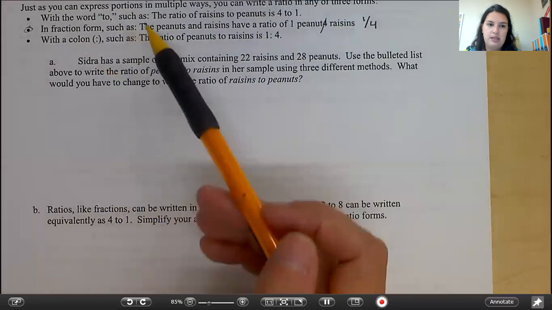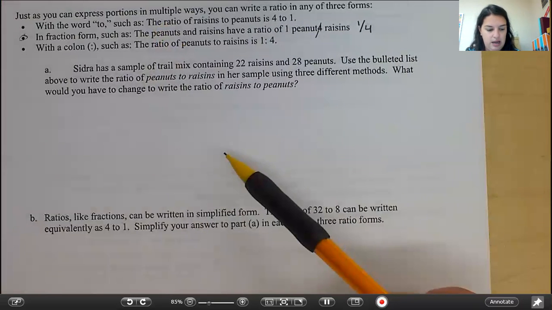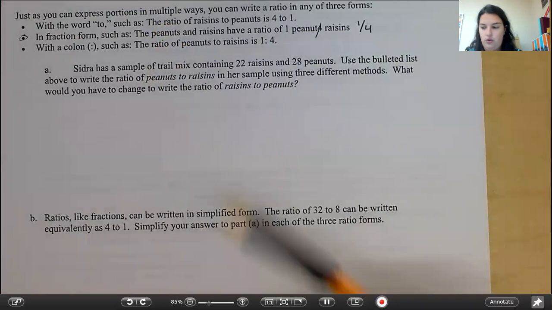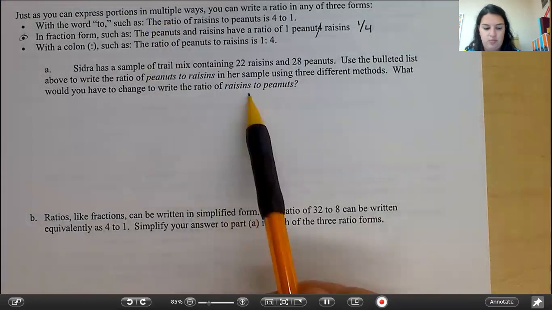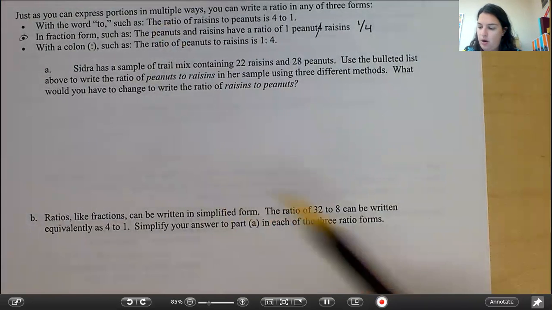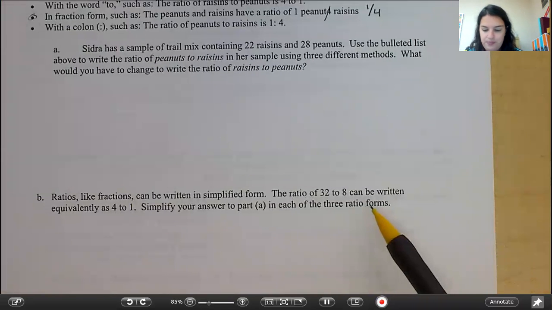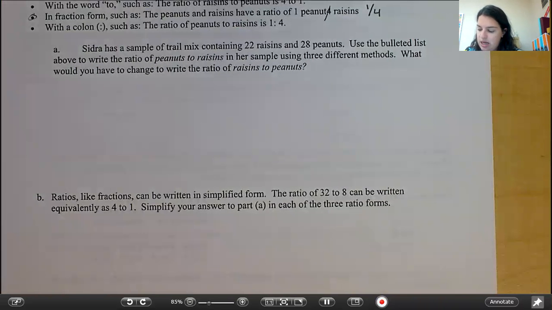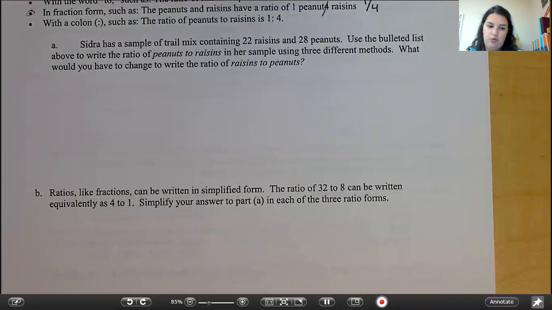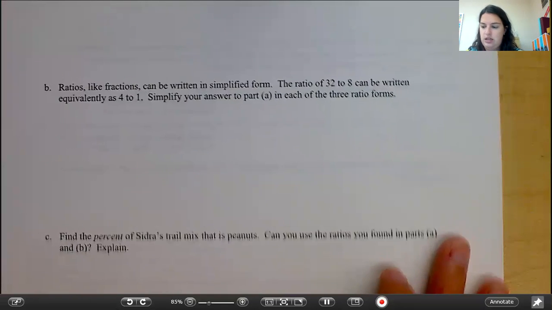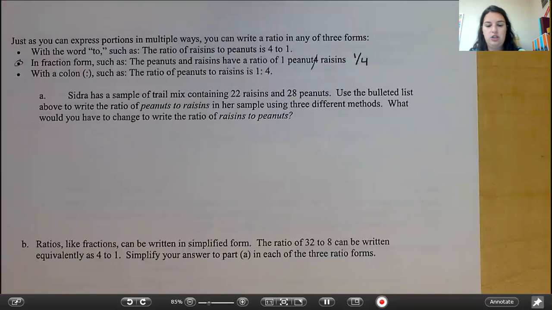The bulleted list is up here. You'll want to write your ratio as that, and then you'll answer the question about the ratio of being raisins to peanuts. Go on to answer B, which is talking about ratios in simplified form. C is percent, and D is also percent. So C and D are percent. If you have any questions, please email me.